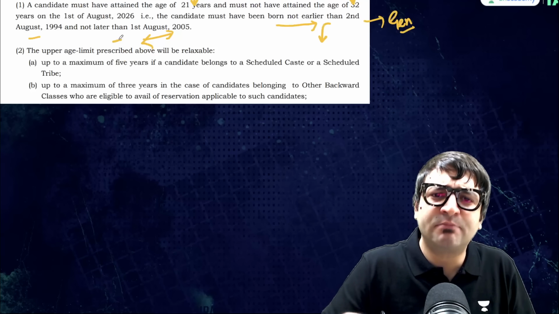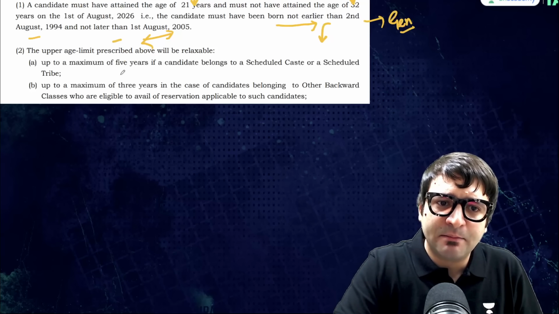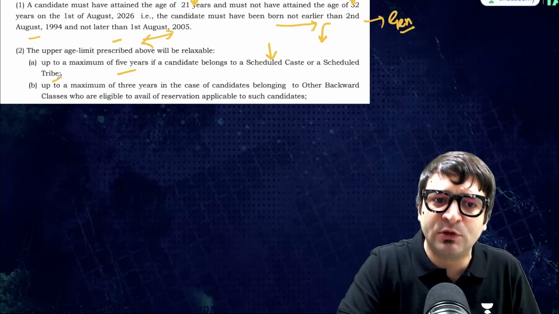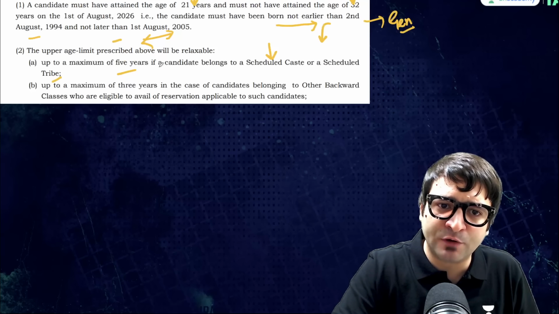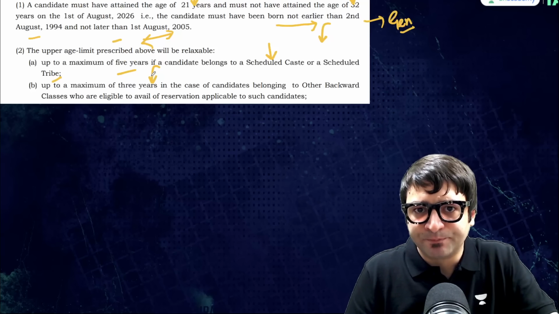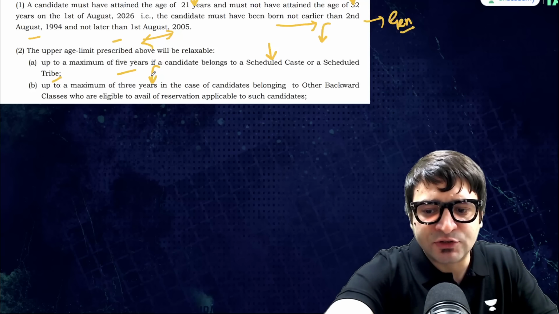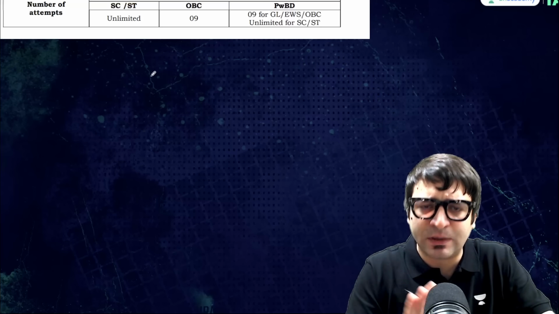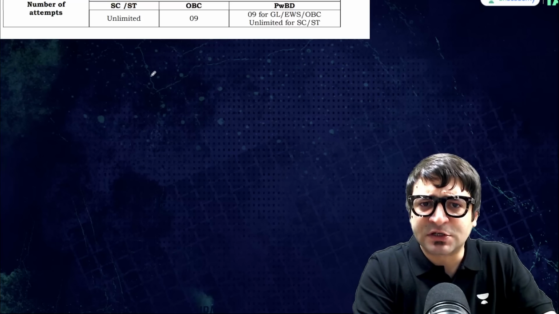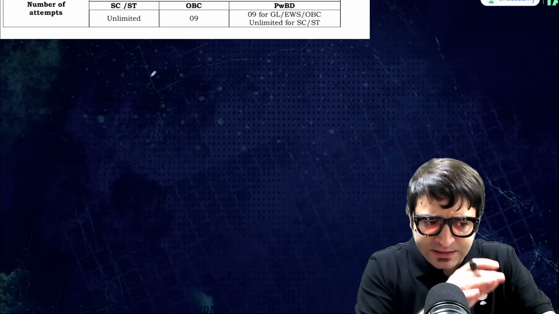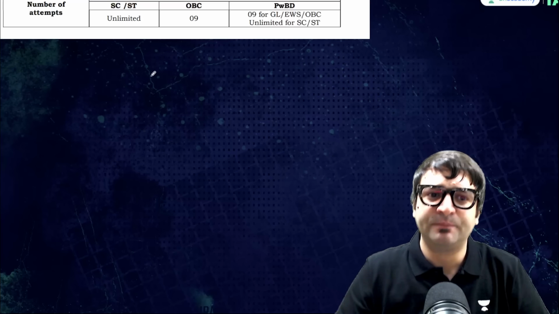No change here, but I will still reiterate. Maximum of 5 years if you belong to SC or ST community. Maximum of 3 years if you are from OBC category. Clear? That is the age relaxation, and there is age relaxation for various other categories as well, ex-servicemen and others, but we don't go into that in great detail. We'll just focus on the caste level.